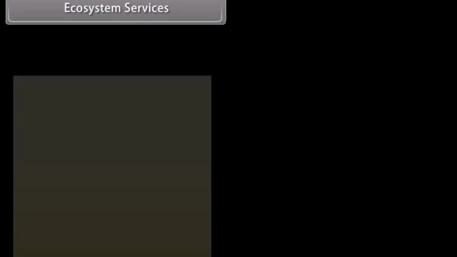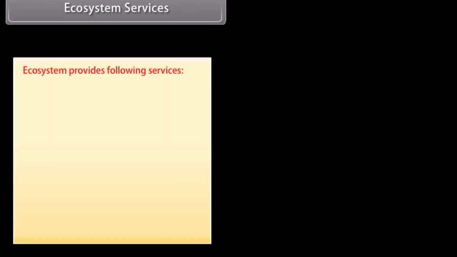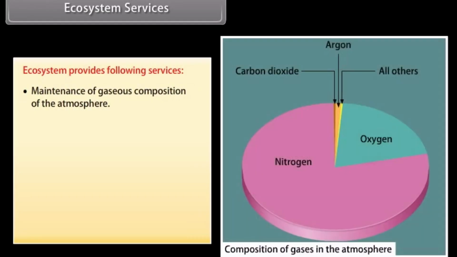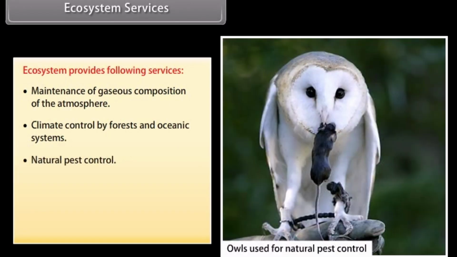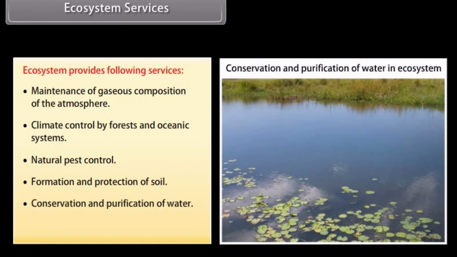Ecosystem services. Ecosystem provides the following services: maintenance of gaseous composition of the atmosphere, climate control by forests and oceanic systems, natural pest control, formation and protection of soil, conservation and purification of water, nutrient cycling, etc.